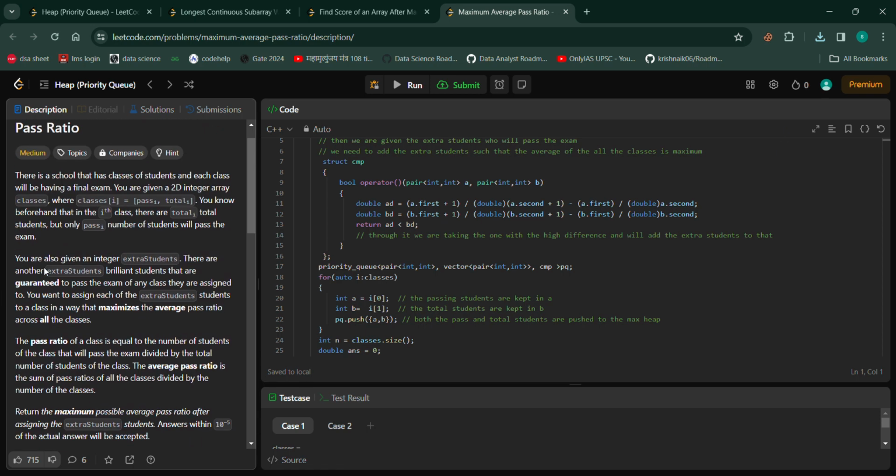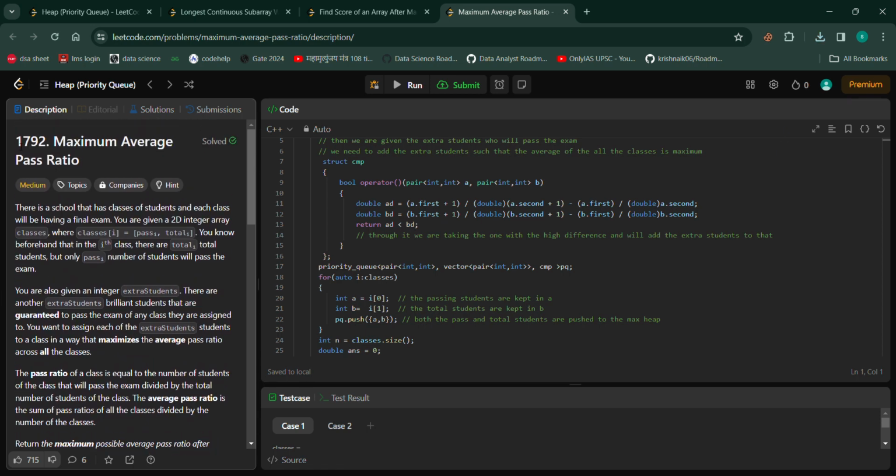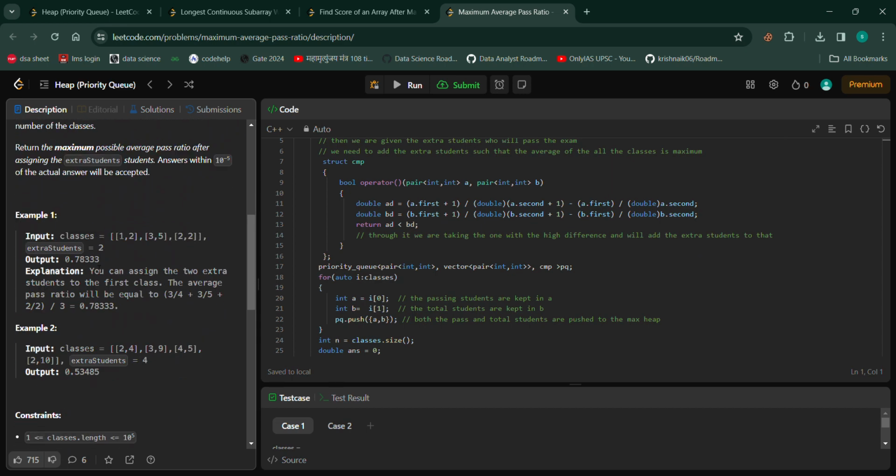So this is the question 1792, Maximum Average Pass Ratio, in which we are given classes. This is the pass students and this is the total number of students. And this is the extra students. So what we have to do is add the extra students in such a way that the overall proportion becomes a maximum.